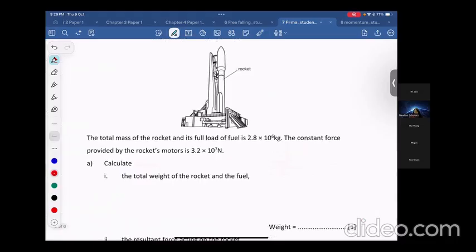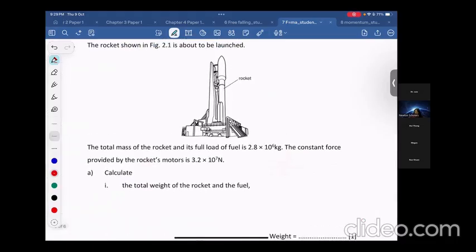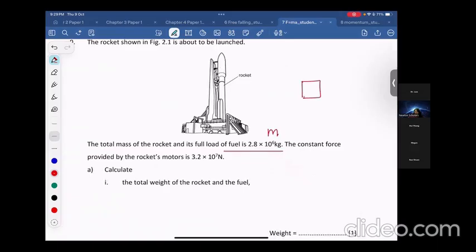Next page, last question. Okay, total mass is this, 2.8. Constant force provided. This one is moving upward, so it will provide the upward force, which is 3.2 times 10 to the power of 7 Newton. Okay, what is the total weight? What is the direction of your weight? The direction of weight is due to gravity, so weight will always point towards the center of our Earth. It will point downward, always pointing downward. So they give you the mass and ask you to calculate the weight. So W equals mg.